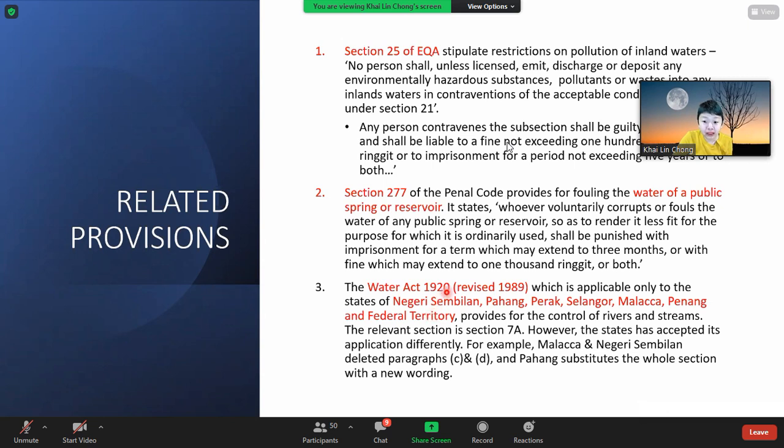Okay. Yang revise punya. So means negeri yang tak ada dalam senarai ni merupakan guna masa yang asal. Water Act 1920. Bukan yang revised versions. And then, dalam Water Act ni, Section 7A. Okay. Section 7A, dia akan ada. And then setiap negeri actually ada kuasa untuk tukar certain phrase mengikut kesesuaian negeri diorang. So for the example, Melaka and Negeri Sembilan delete the phrase paragraph C and D. So Pahang substitute the whole sections with a new wording.